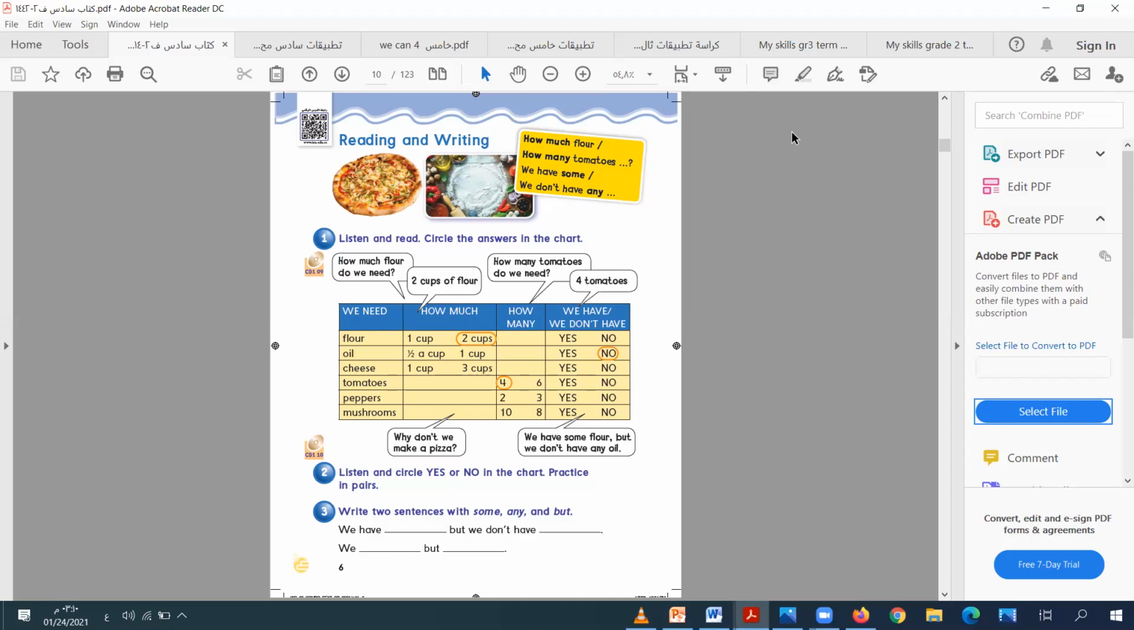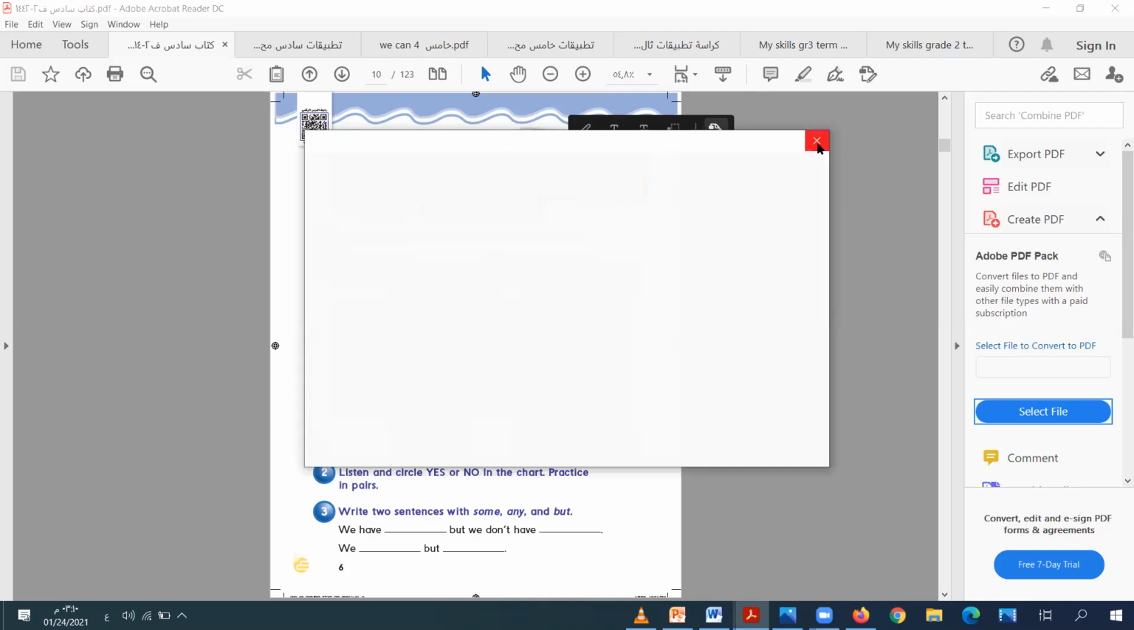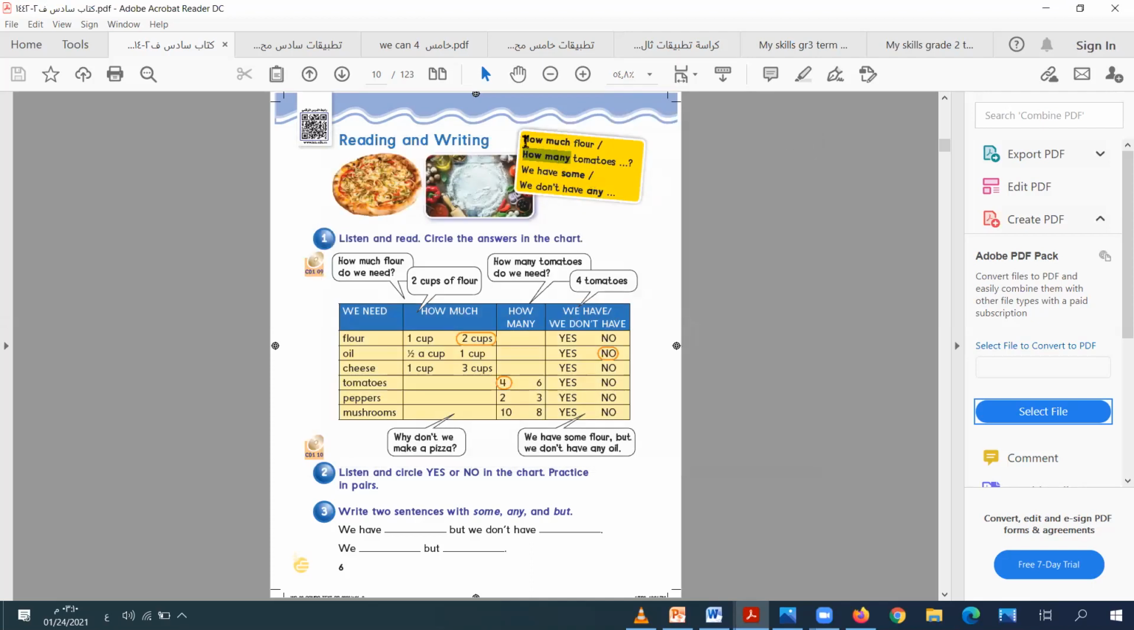First of all, let's talk about how much and how many. How much flour and how many tomatoes. So, what's different between how much and how many? How many is used for countable nouns. But how much is used for uncountable nouns.